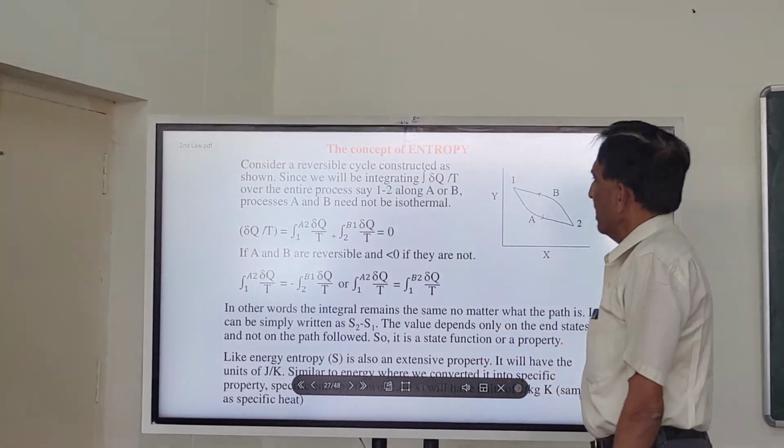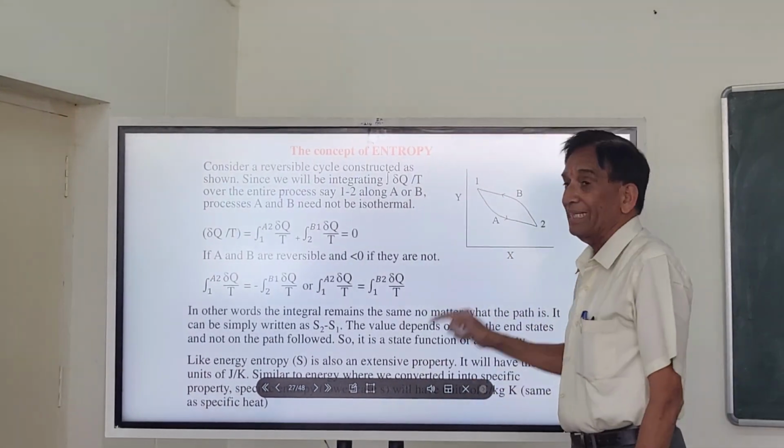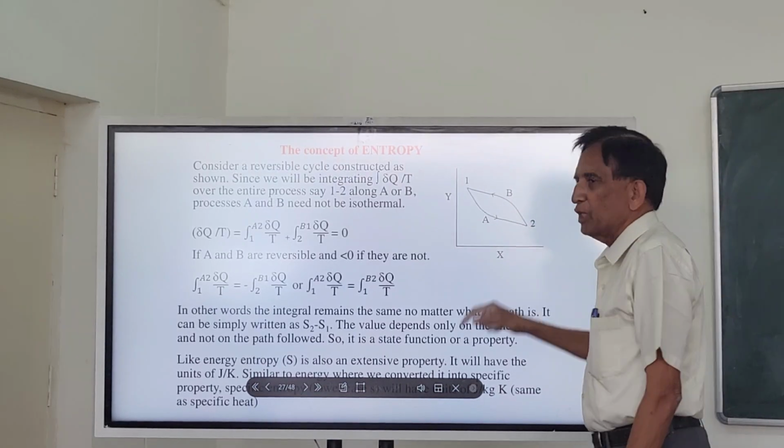We go to next. So what we do is that if it is a property, I have to show that it depends only on the states. Now let me construct a cycle which actually is state 1 and state 2.